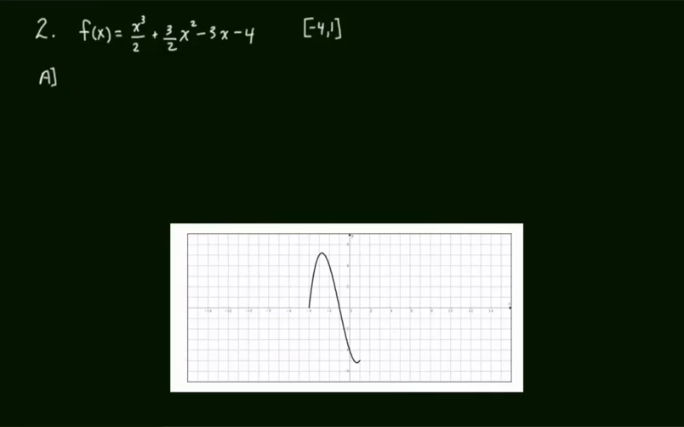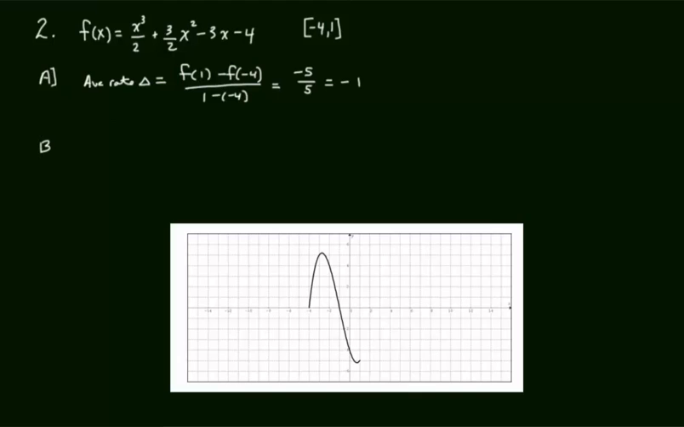Example number 2, the function f of x is seen here, x cubed over 2 plus 3/2 x squared minus 3x minus 4, and that is on the interval -4 to 1. Question A wants us to find the average rate of change, and the average rate of change will be f of 1 minus f of -4 all over 1 minus -4. So that will come out to be, when I plug those values in, -5/5. The average rate of change is -1.